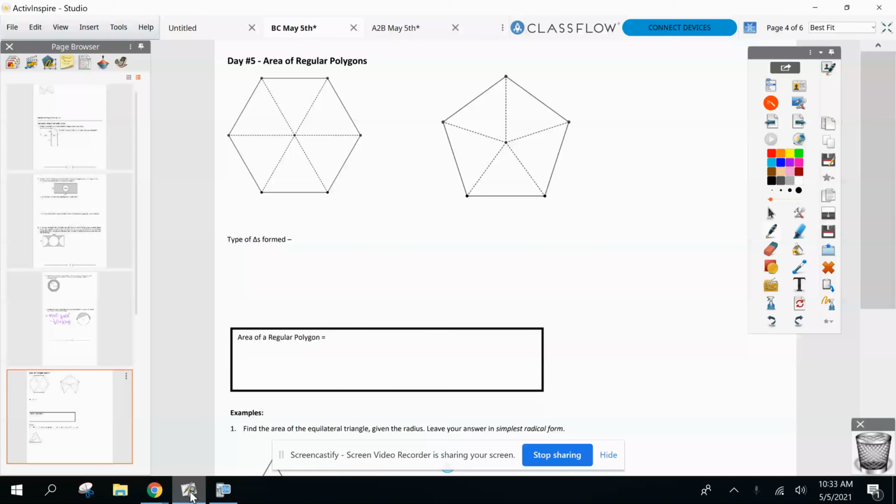All right, so we're going to find the area of any regular polygon. Pentagon, hexagon, decagon, dodecagon, doesn't matter how many sides. As long as it's regular, we're going to be able to find the area of it. Okay? First of all, regular.